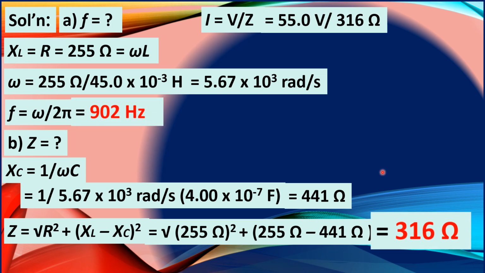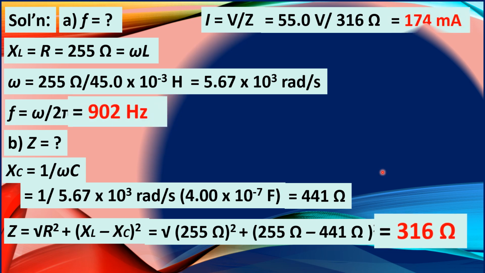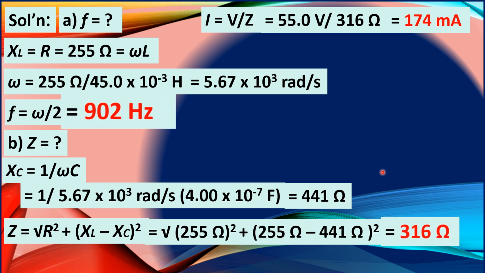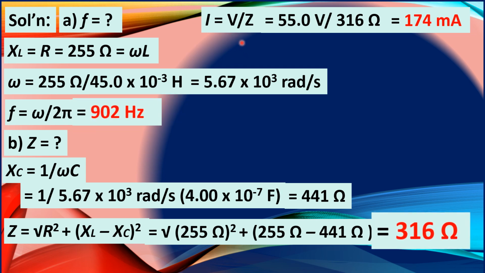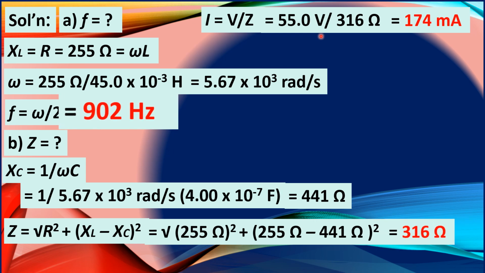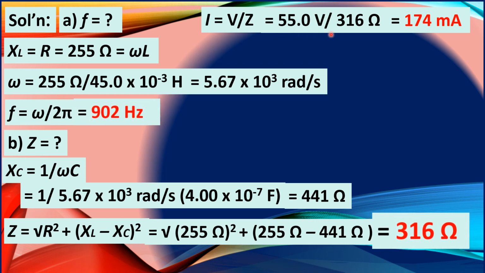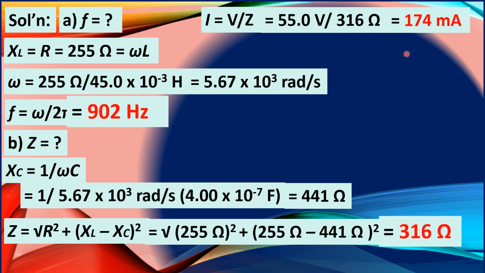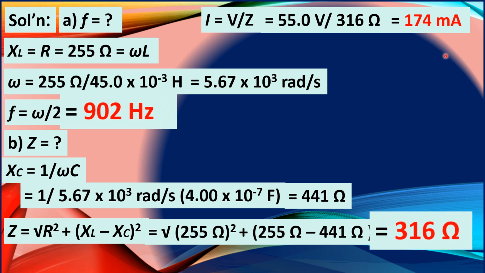Next, we determine the current amplitude. Current amplitude I is equal to the voltage amplitude V divided by the impedance. So 55.0 volts, this is given in the question, to be divided by the impedance 316 ohms, we will get 174 milliamperes.